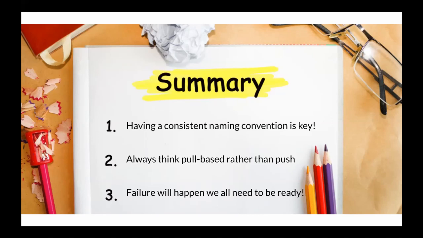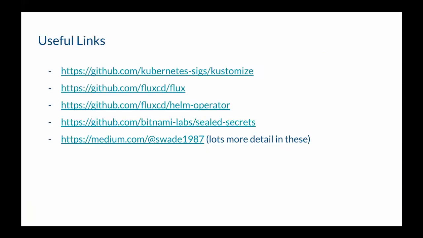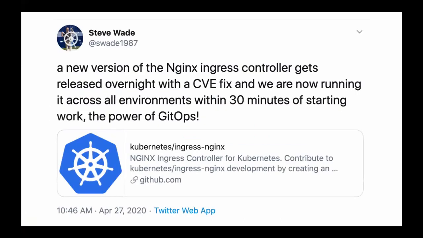So be ready for it. Use things like Chaos Cube. Use things like the deprecation checker to try and make sure that you're testing these things ahead of time. I'll leave this on the screen for a little while. These are a number of useful links. We've got Kustomize there, we've got Flux, we've got Bitnami sealed secrets, and then I've left a link to my blog posts where I go into this stuff in a lot more detail than I can do in about a 35-minute presentation. And I just kind of want to leave you with this slide.